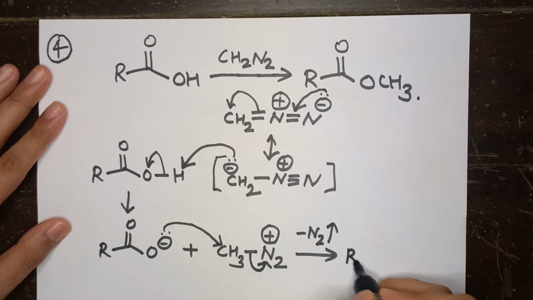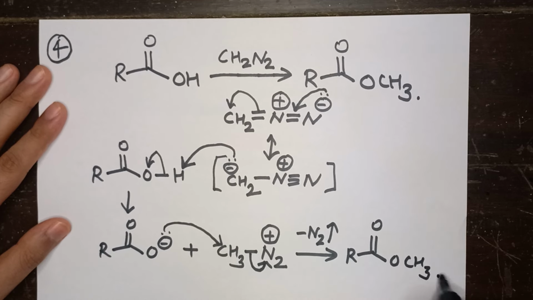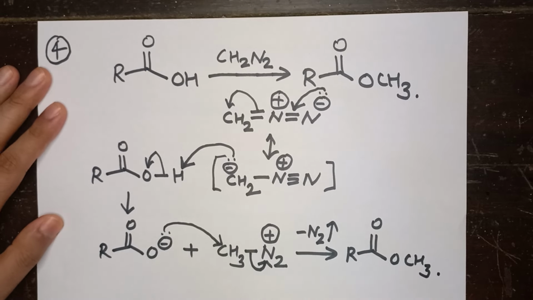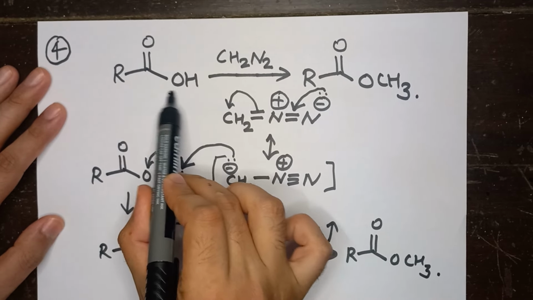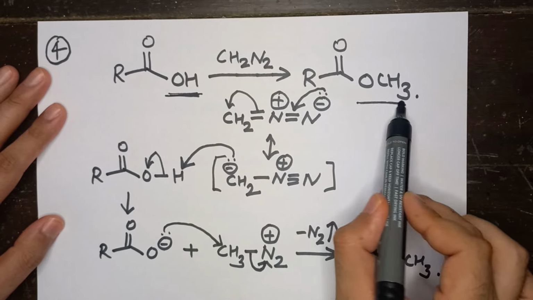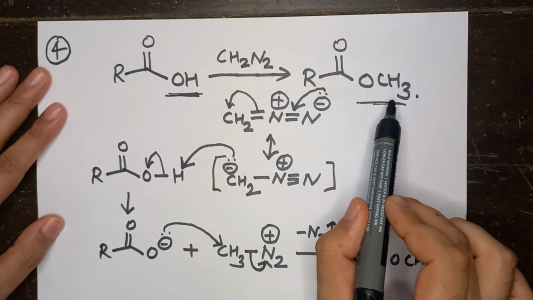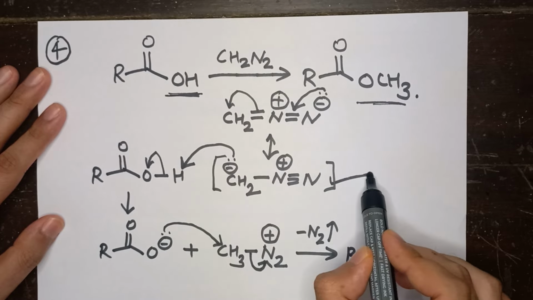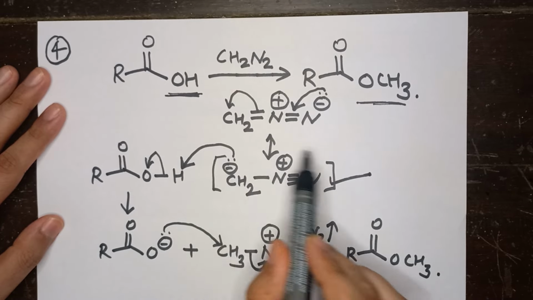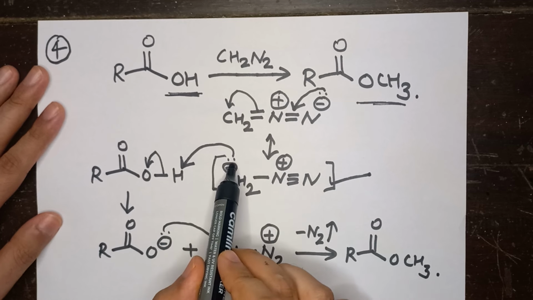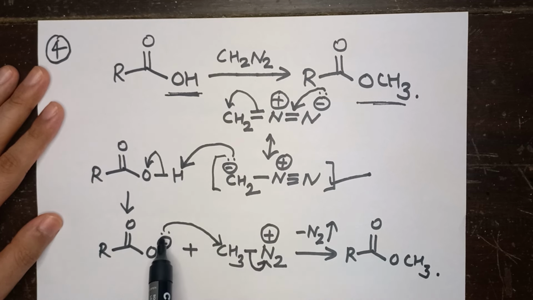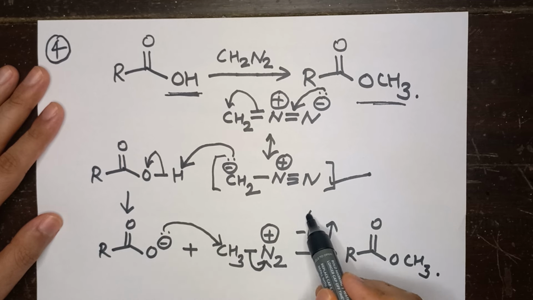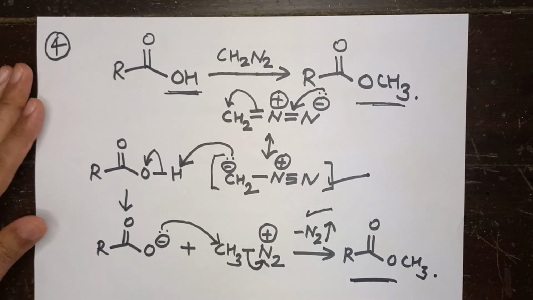And now you have formed the product, OCH3. So this is another method to convert your acid into an ester, particularly a methyl ester, by using diazomethane as the reactive intermediate. And this is the canonical form of it, where this CH2 minus will take this acidic proton, will generate a carboxylate anion that will later attack at this carbon, eliminating N2 gas to form your product.